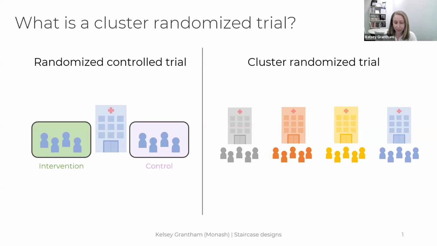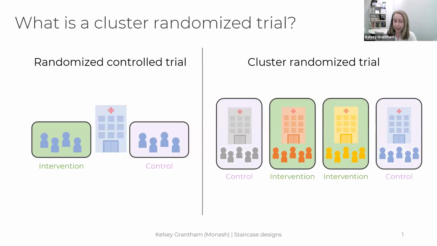The defining characteristic of these trials is that we expect that the outcomes of participants within a cluster are more similar to each other than to participants in other clusters, and we must account for this similarity when we set up the trial and when we analyze the trial data. And because the intervention naturally applies to the cluster, we must randomize entire clusters rather than individual participants to the control or intervention condition.